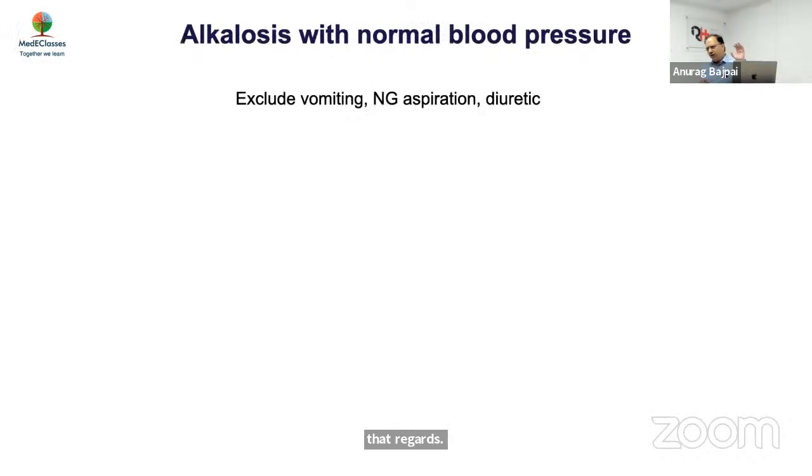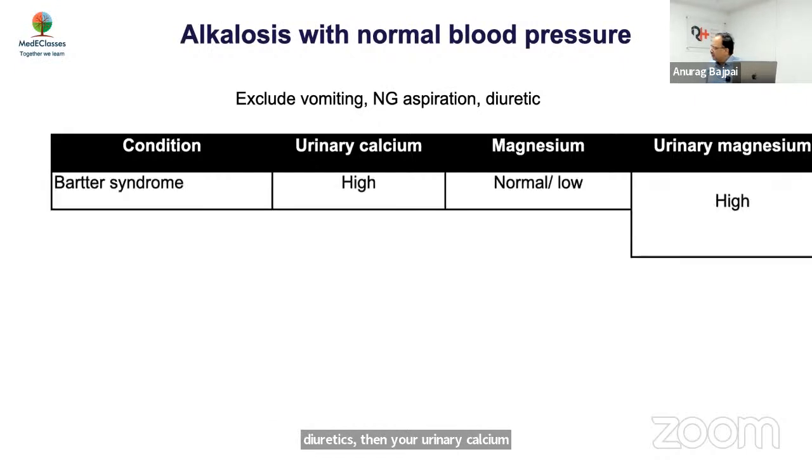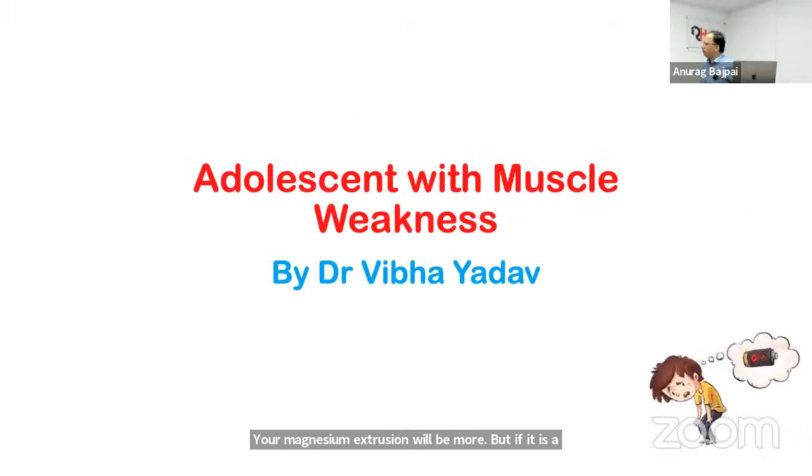So now, if we focus specifically on our scenario of alkalosis with normal blood pressure, the first thing is to exclude simple things like vomiting, NG aspiration, and diuretics. Then your urinary calcium and urinary magnesium will give you the trick. In Bartter syndrome, you will have hypercalciuria. In Gitelman syndrome, your magnesium excretion will be more. But if it is a primary hypomagnesemia, your magnesium excretion will be less. So this is how we will go forward.